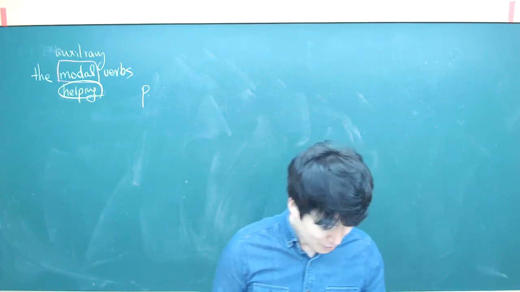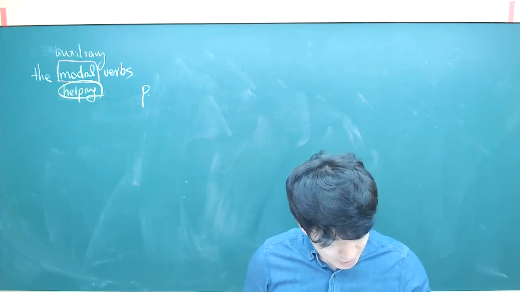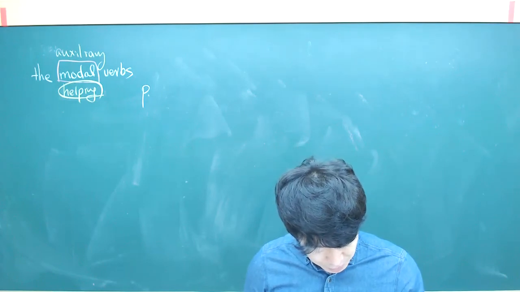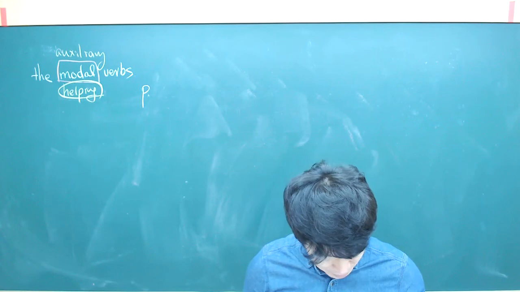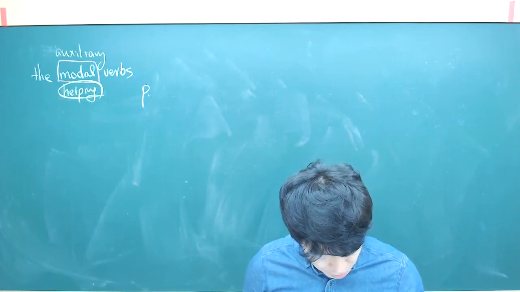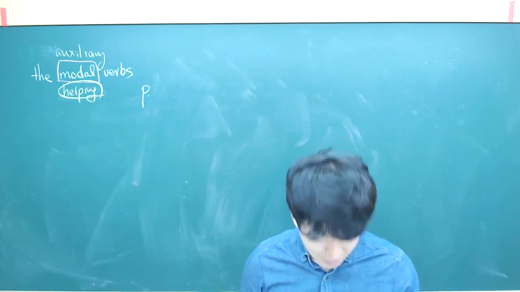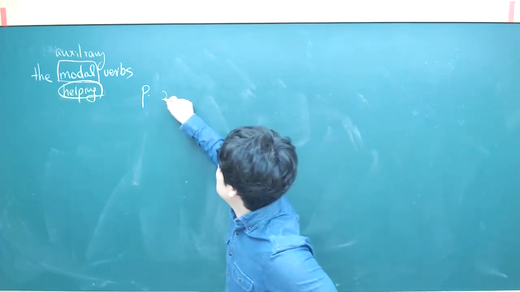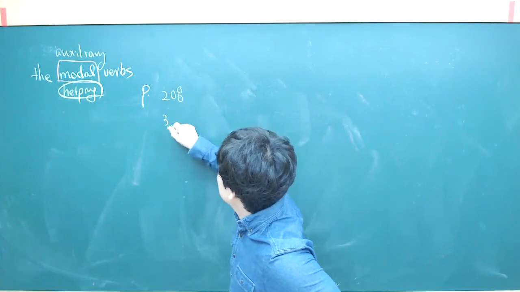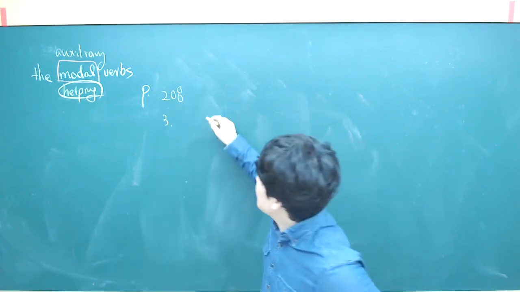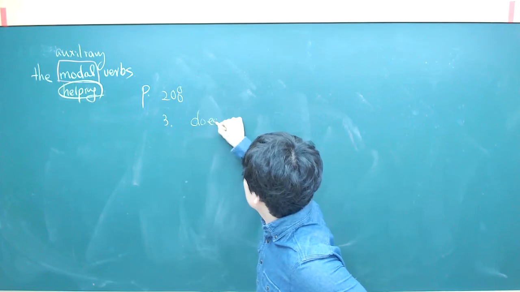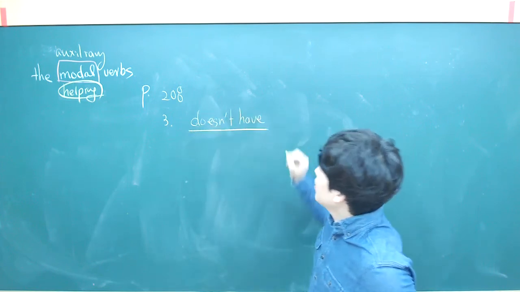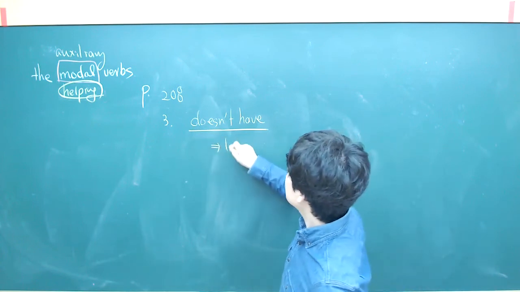It goes on like this. Question 3, Liz finally got a car, so now she usually drives to work. She should not take the bus. She doesn't have to take the bus. Yes, it's better. Page 208, lesson number 3. She doesn't have to. It indicates lack of necessity.